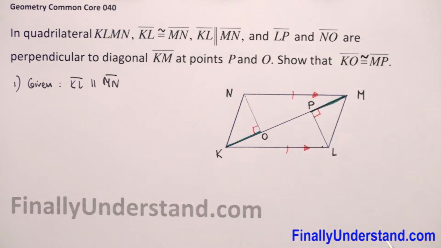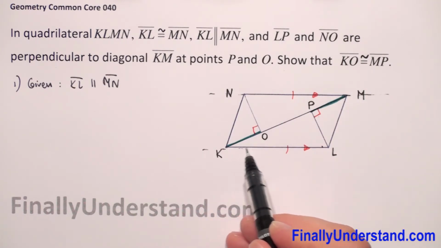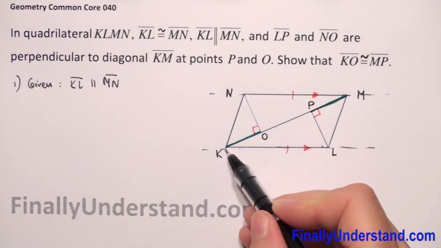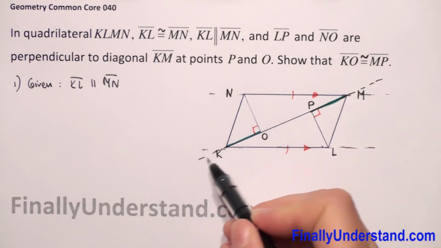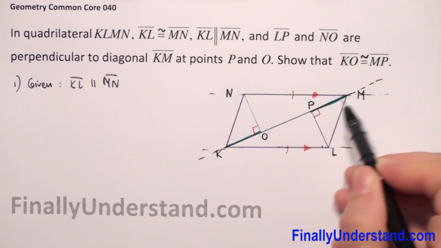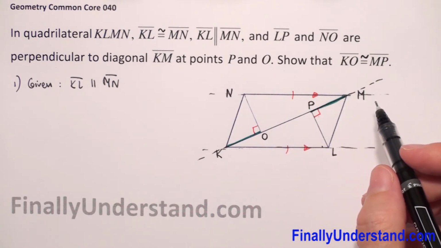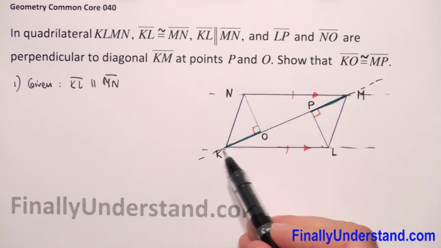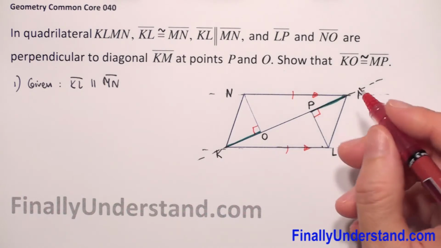So if we extend these two segments, we have two parallel lines, KL and MN, and we have diagonal KM. So these two parallel lines are cut by transversal KM. What does it give us? It gives us two alternate interior angles. And because these two lines are parallel, the alternate interior angles are congruent.